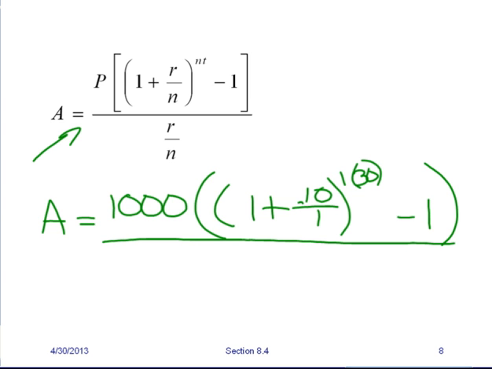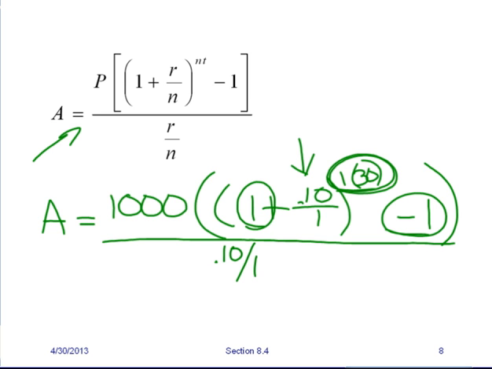And all of this divided by my interest rate of 10% over n, which is equal to 1. So, once again, you're going to take 10% or 0.10 divided by 1. Then add 1. Then raise it to the 30th power. Then subtract 1. Then multiply by 1,000. Write that number down with as many decimal places as your calculator will give you.